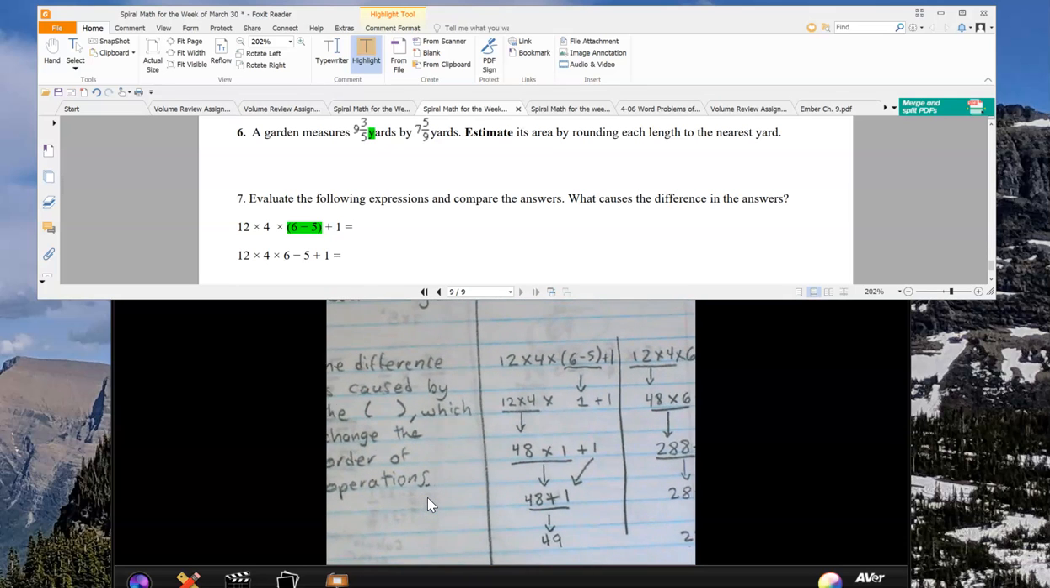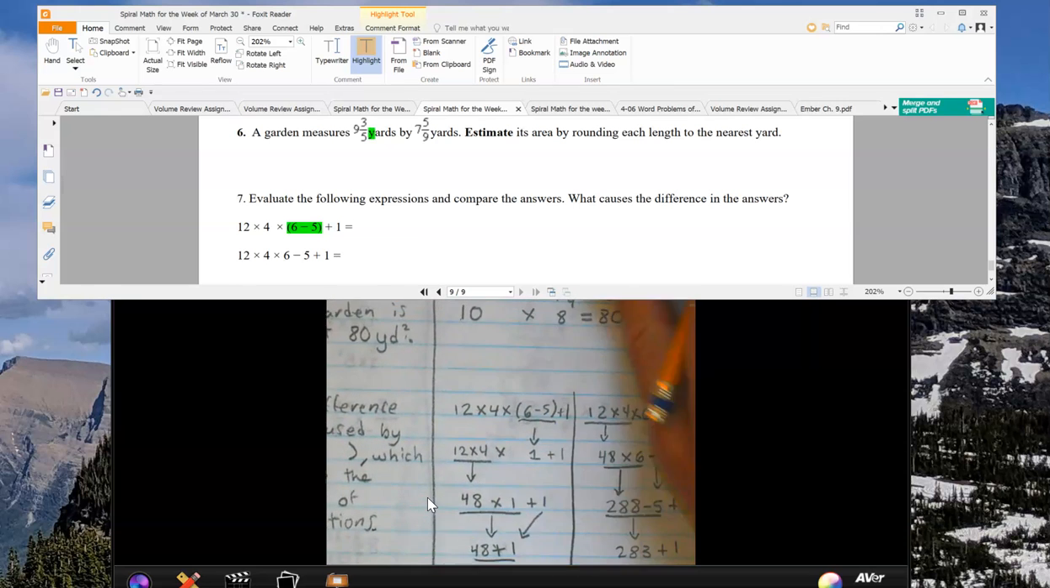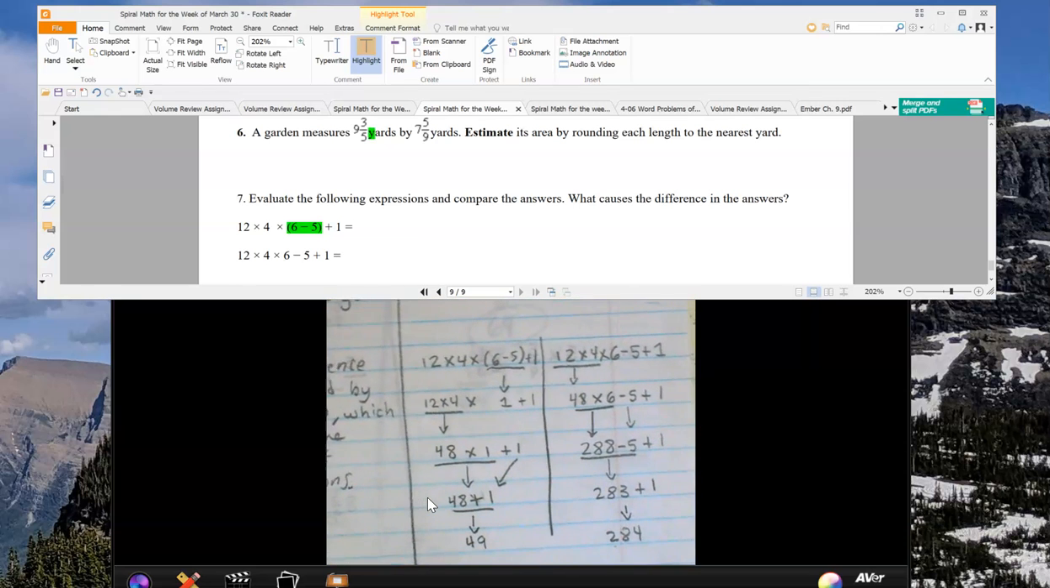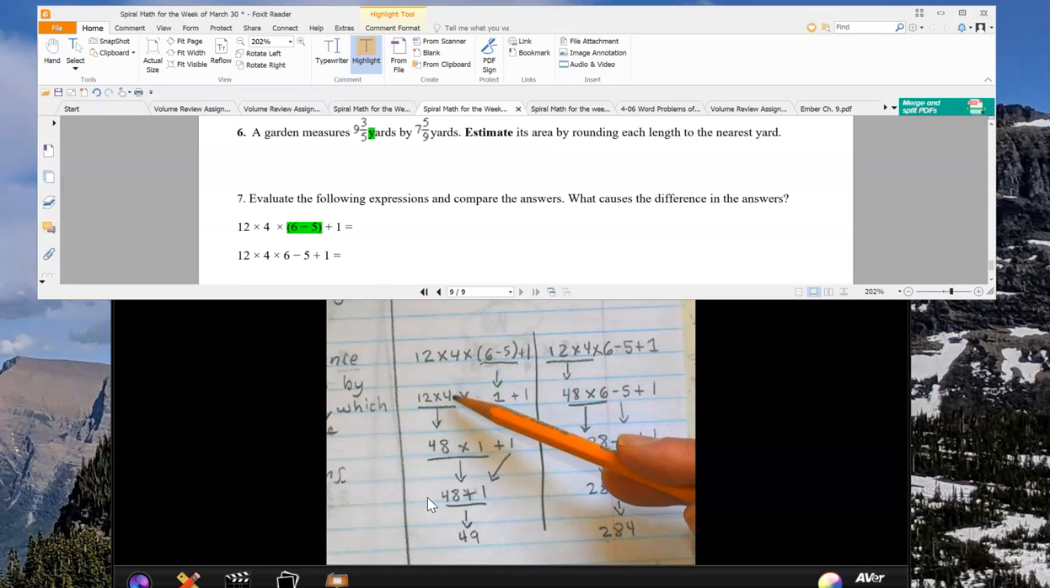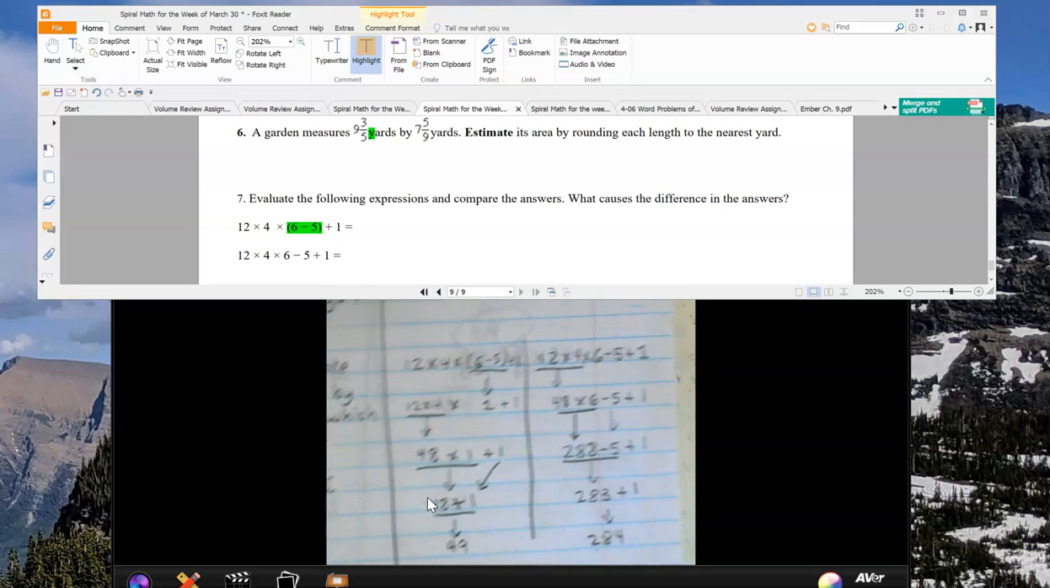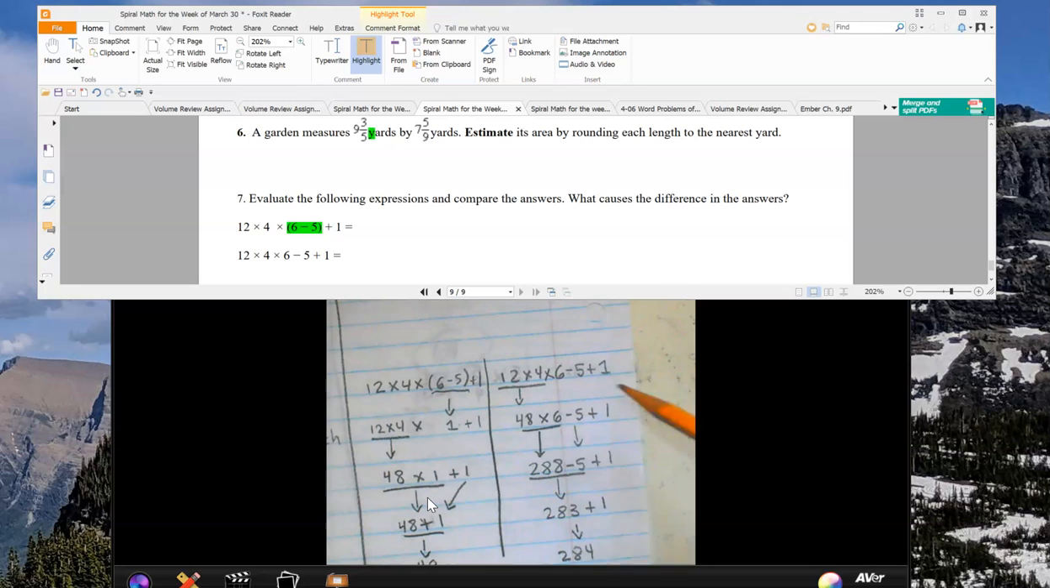And let's take a look at how I solved it. This is what I did to show that there's going to be a big difference in my results. What I did is I worked through this right now, and I took 12 times 4 first, or I'm sorry, I took 6 minus 5 first. That's my parentheses, so I always start there first. Then I take 12 times 4 to get 48. Drop down the add 1 here. 48 times 1 is going to equal 48. I drop down the add 1 here and I end up with 49, which is a big difference than if I solve this without parentheses.